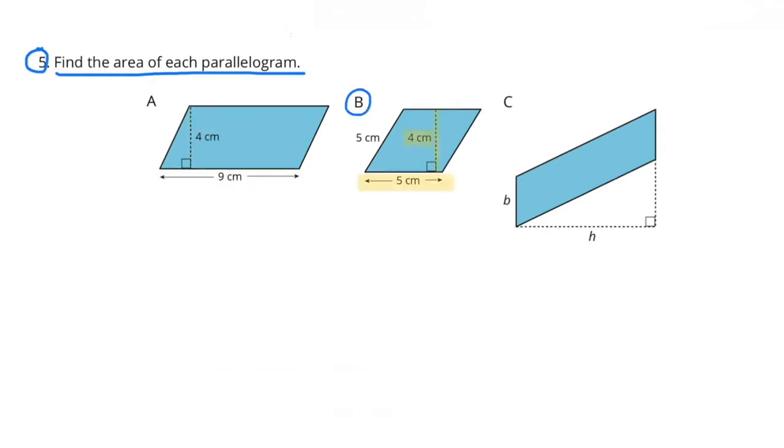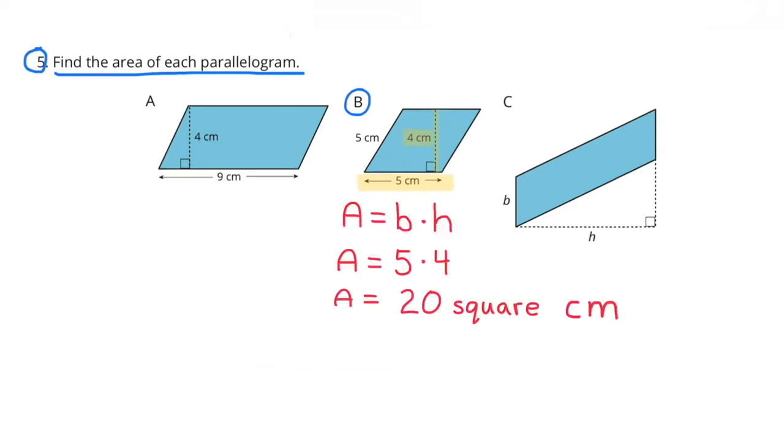B. The base is 5 centimeters, and if you notice, the 4 centimeter measurement creates a 90-degree angle with the base. So the height is 4 centimeters, and the base times the height, or 5 times 4, equals 20 square centimeters.